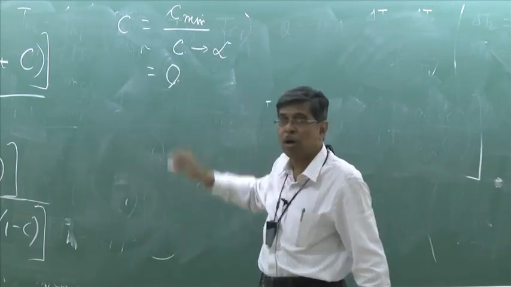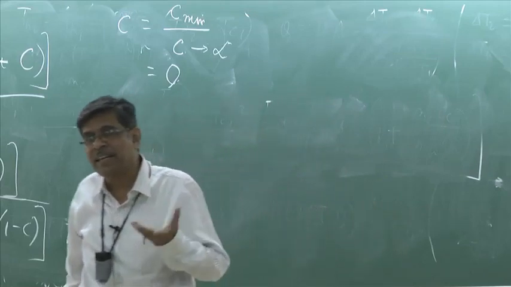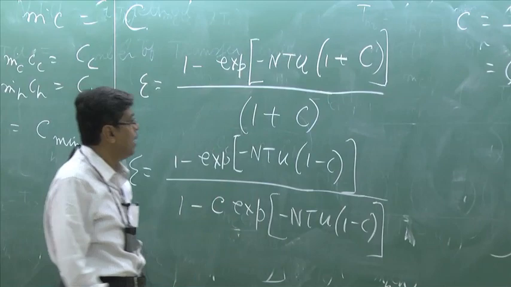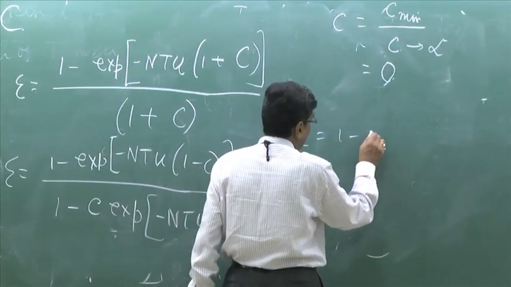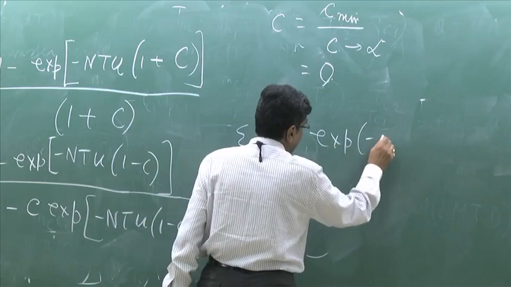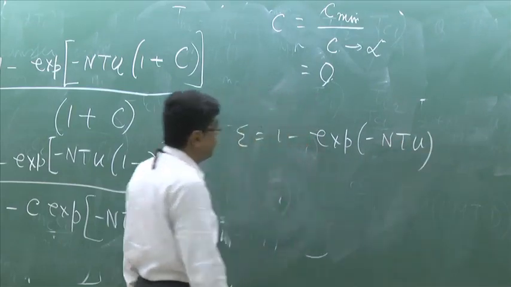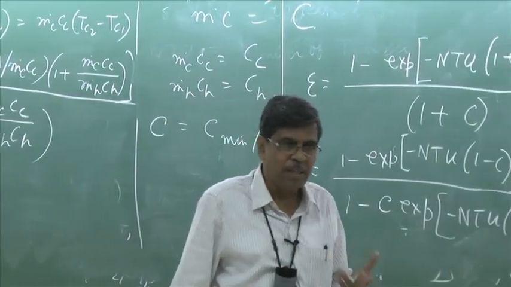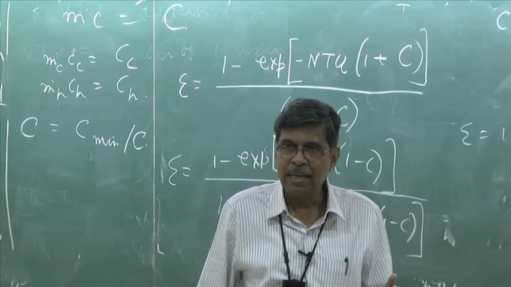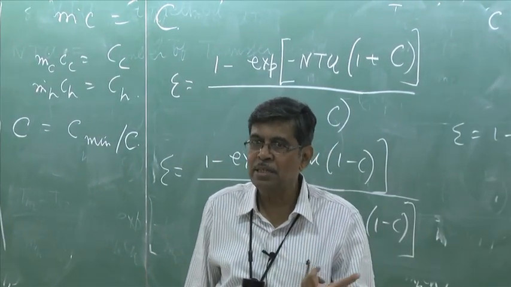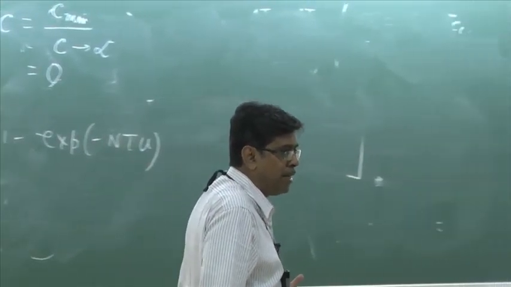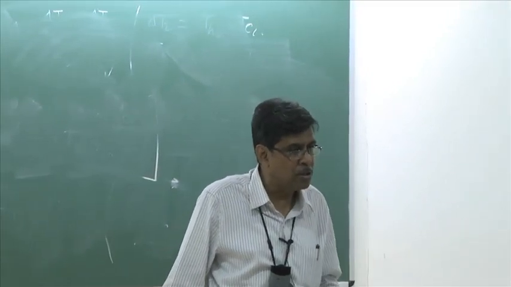That means an intelligent boy will tell that for boiling condensation, the ratio which you denote as C will always be zero. And if you put C zero in both the expressions, we yield the same value, epsilon is 1 minus exponential minus NTU. If you put C zero, because the ratio is always zero, because the heat capacity rate, product of m dot C, is tending to infinity, it is not a matter of hot fluid, cold fluid. Which one is higher, which one is lower?